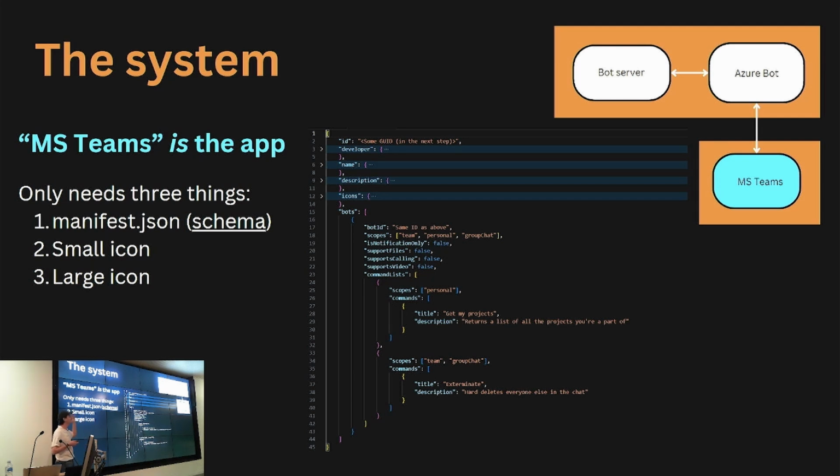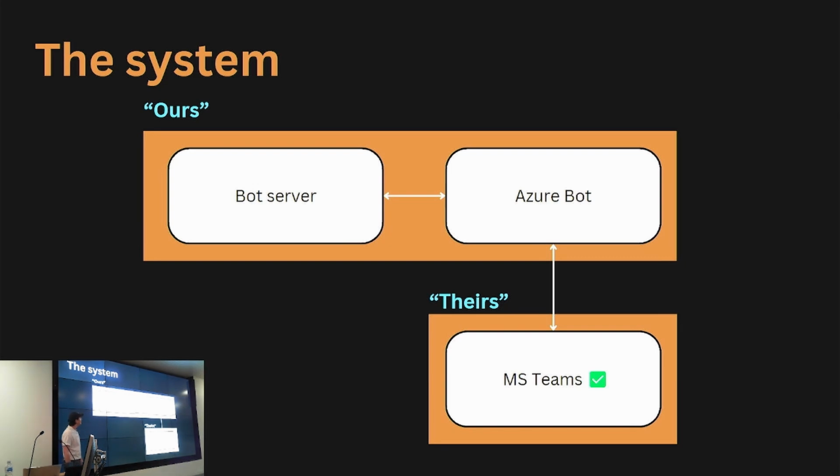If you want to dive into the schema, it's available online. As I said, bots are the interesting part tonight, but you can have a full page of your app inside Teams, and that just has configuration of what's the URL I should put in Teams, and it just loads it in an iframe. So that is MS Teams. It's a JSON file with 2 icons, and we give it to Teams, and that's the app. Users install it.